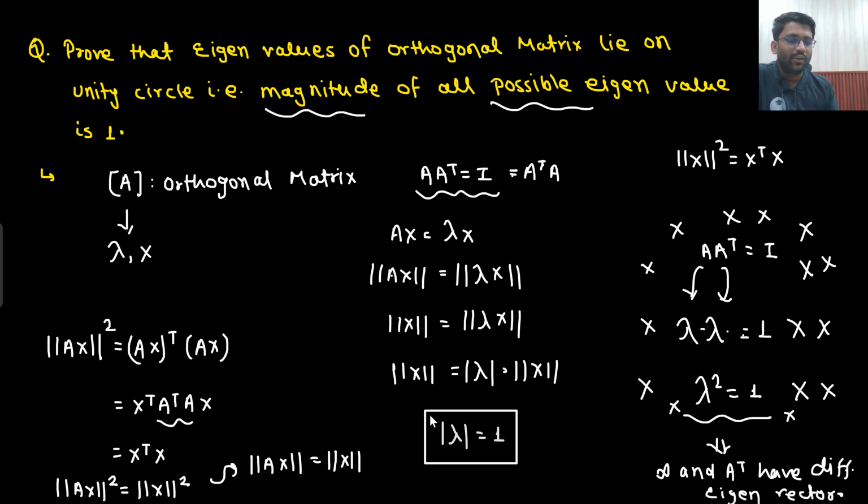How did we get it? How did we understand? Sir, Ax equals lambda x. We talk about the magnitude, so we took the magnitude. I want to understand what this is representing. So the magnitude of Ax squared will represent Ax transpose into Ax.